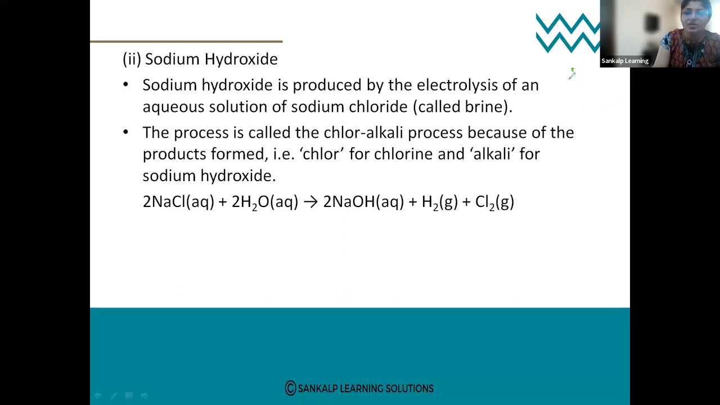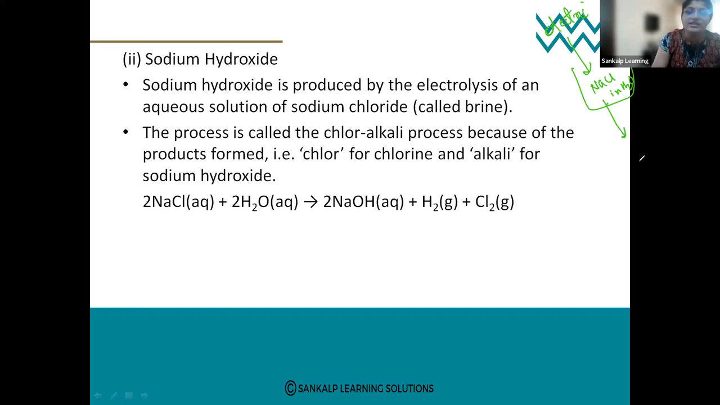In a beaker, NaCl is taken. NaCl is added in water. Now to this, what is passed? Electric current is passed. When electric current is passed to this water, what will happen? Electricity will be conducted, right? So this will undergo electrolysis.